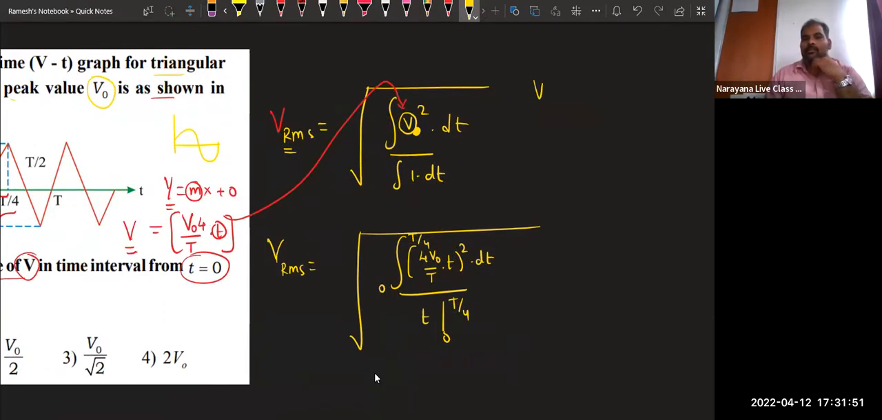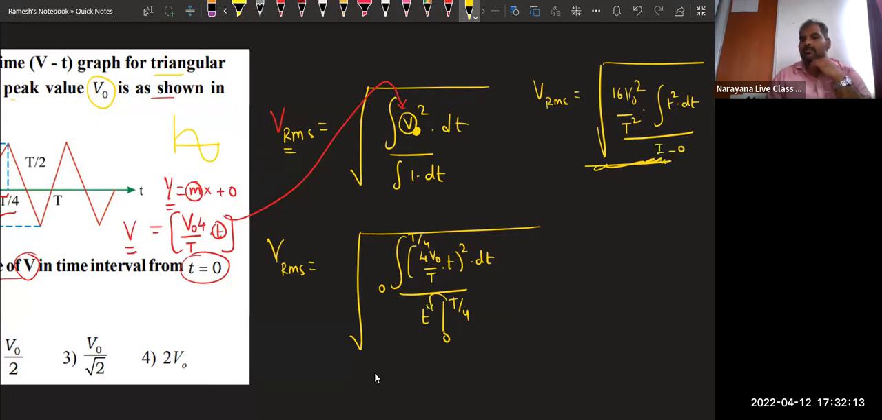Then carefully, under the root, I will take the constants outside. What are the constants? 16 V naught square by capital T square. I will take them outside the integration of t square into dt, sorry, inside the root only. Put the limits, what do you get? T by 4 minus 0.